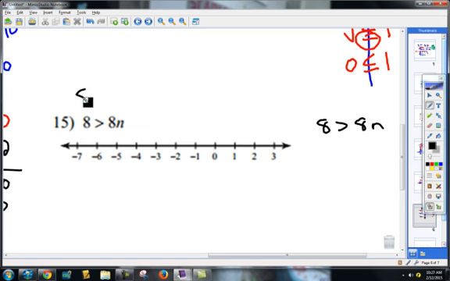Last one here. We got 8 greater than 8n. By the way, if you wanted, right at the beginning, you could just make this right away. I'd be fine with that. Putting the variable term on the left. But just remember, you got to flip the inequality sign as well. But I'm going to leave it without it for now.